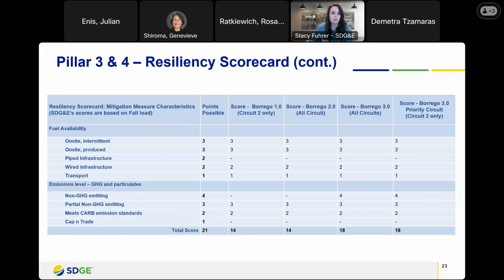Where we do get some more scoring is in the emissions level. So under Borrego 1.0, we have partial non-GHG emitting resources. So that would be our battery. But we also have our diesel generators that meet the CARB emission standards or local air standards. And that continued for Borrego 2.0. But what SDG&E scored differently for Borrego 3.0 on both all circuits and circuit 2 only is non-GHG emitting. The reason we scored that is because we changed Island Master away from the diesel generators to the battery. And so we're able to only utilize the diesel generators in an as needed situation. And so we scored ourselves higher under our future iteration as a renewable microgrid.